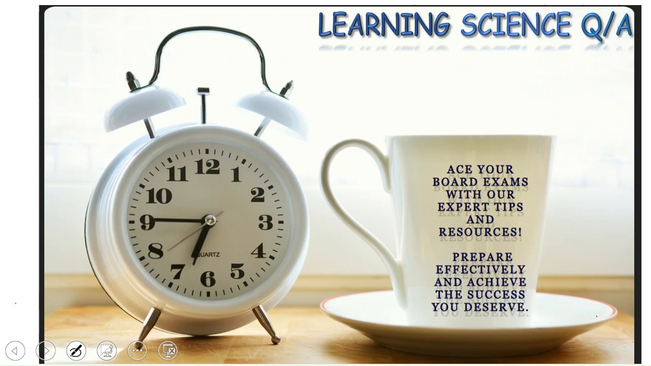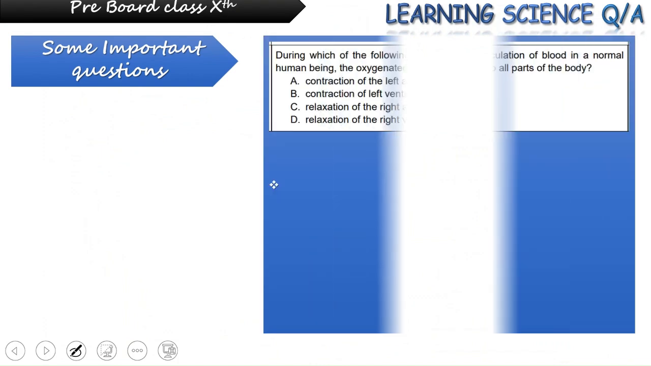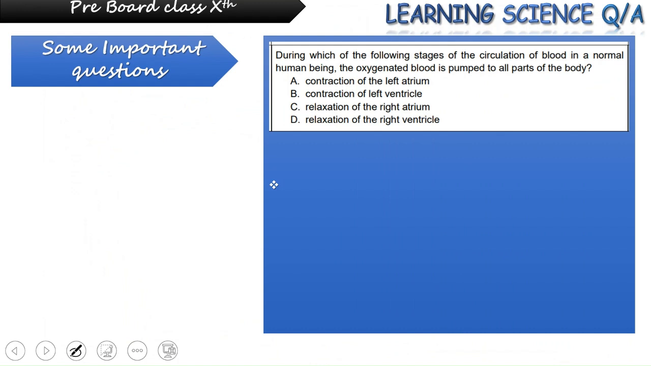As you know, we have already started our CBSE Board 2025 examination series with some of the most important questions of the previous years as well as this year's. So let's get started. First question that we see here is: during which of the following stages of circulation of blood in a normal human being is the oxygenated blood pumped to all of the body parts?